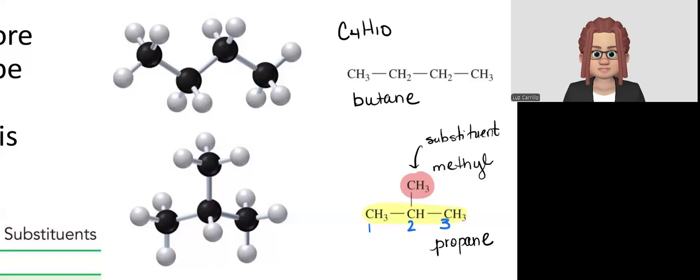So as a prefix of that propane longest continuous chain, I have to say, well, on position 2 of that propane, I have a methyl group. And that's how we name alkanes with one substituent. I'm going to formally introduce the rules for naming alkanes with one substituent, but I wanted to give you a preview.